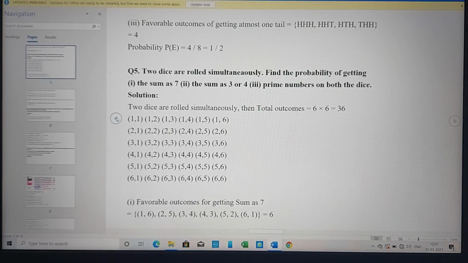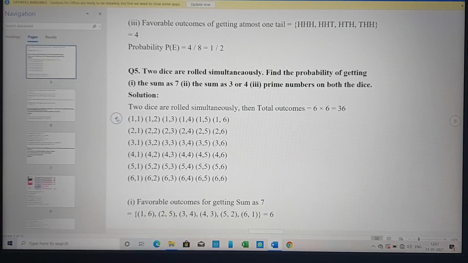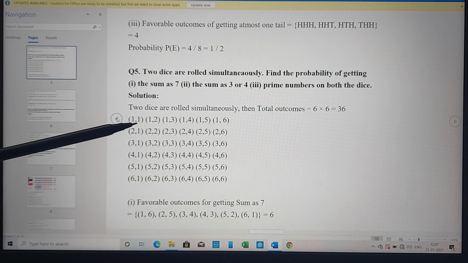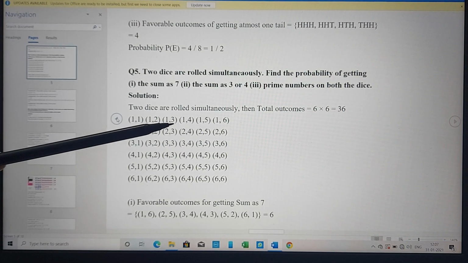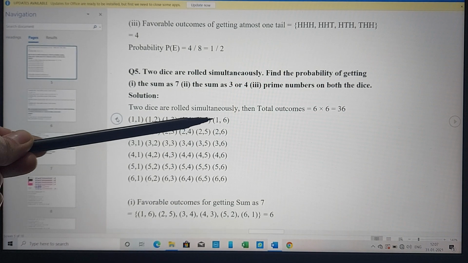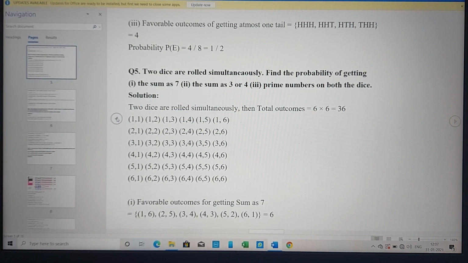Good morning, children. Today we are going to continue with the same exercise where two dice are rolled simultaneously. Single dice, so you know we have 1, 2, 3, 4, 5 and 6. These are options. But when two dice are rolled simultaneously, then what happens? We get 1 on the first dice, 1 on the second; 1 on the first, 2 on the second; 1 on the first, 3 on the second; 1 on the first, 4 on the second; 1 on the first, 5 on the second; 1 on the first, 6 on the second.